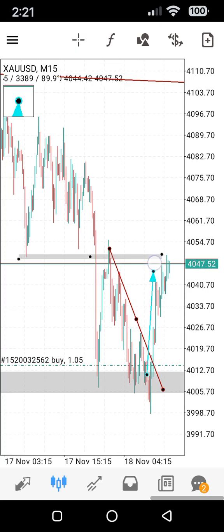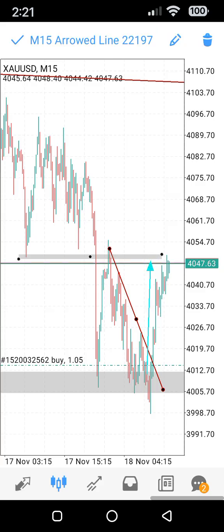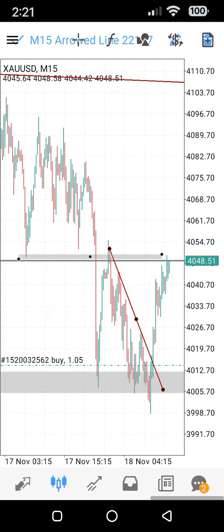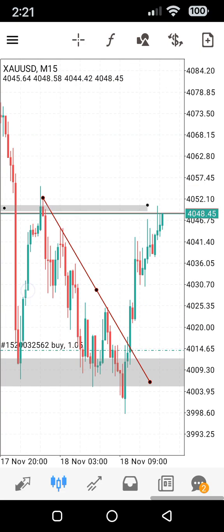Yeah, around 37 pips. Okay, it's around 37 pips. But yeah, that's it. That's how I caught this entry, just based off the trend line.